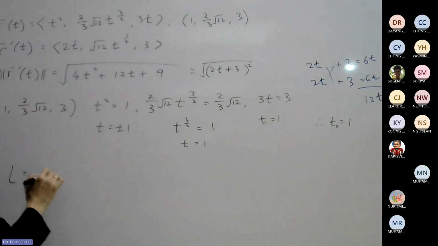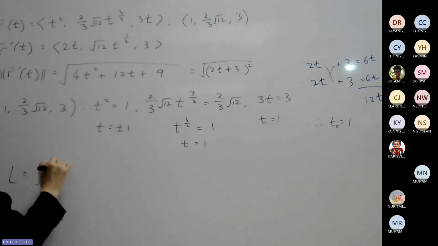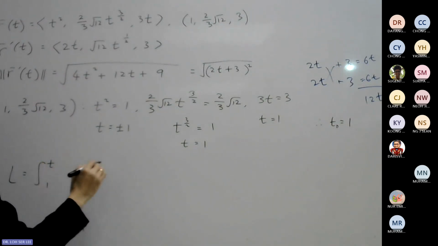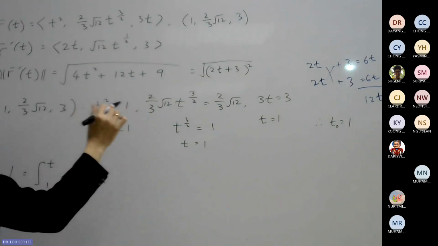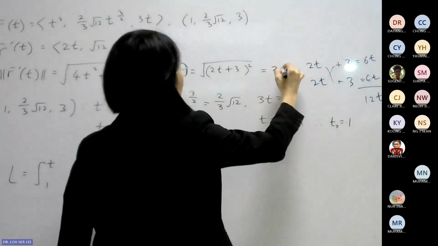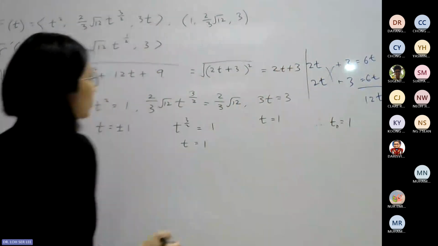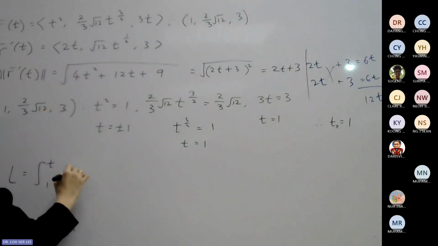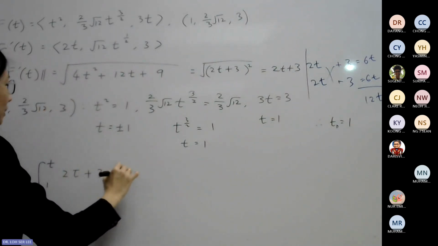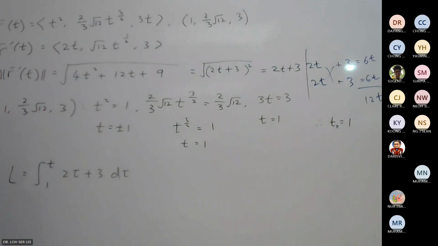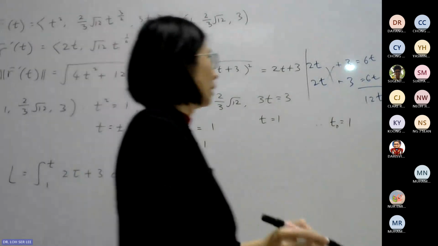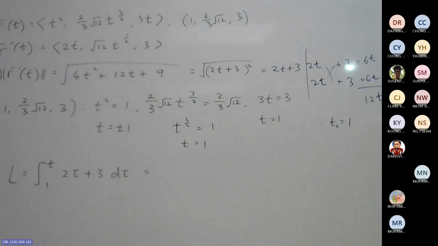So the arc length, we are integrating from 1 to t. From 1 to t, and we are integrating, okay, this is 2t plus 3. 2t plus 3. So this is 2 tau plus 3 d tau. Change the t to tau.